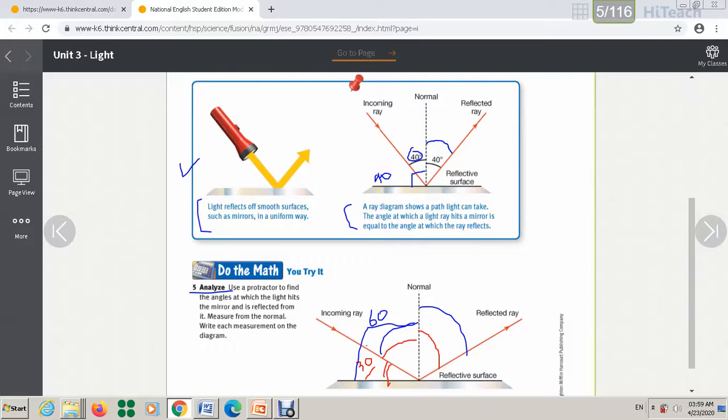Now let's move to page 107. On page 107 here it's talking about what? A plane mirror.